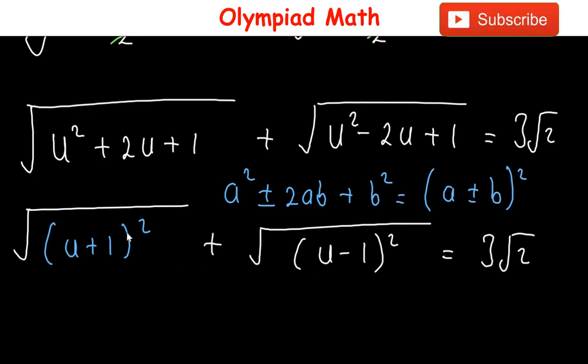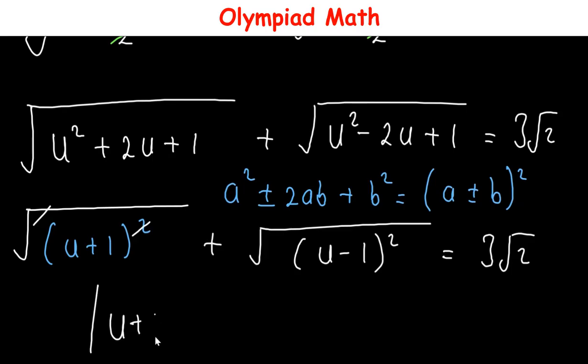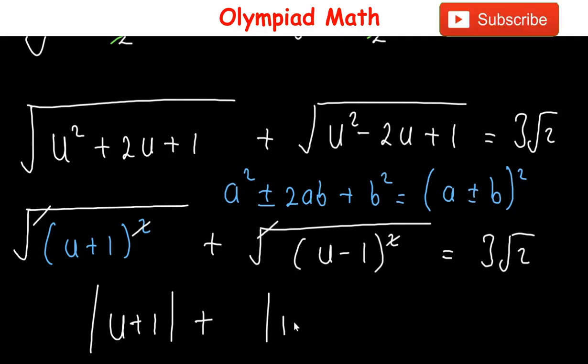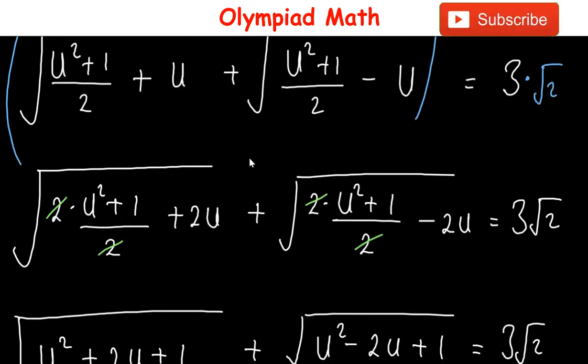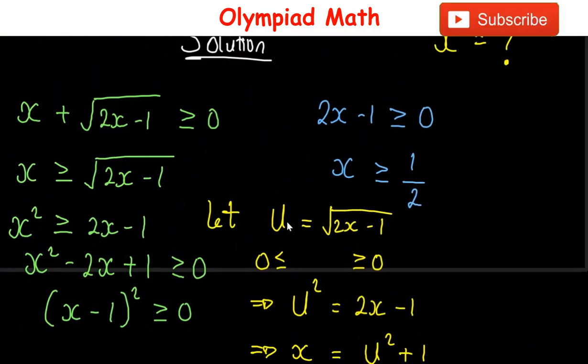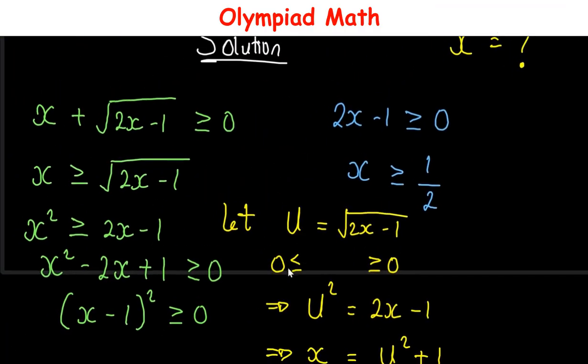So with this right here, the square root cancels the square root. So we have u plus 1, then plus the square root cancels the square root, we have u minus 1, and this equals 3 times the square root of 2. So with this, we are going to recall that we said the value of u will be greater than or equal to 0.